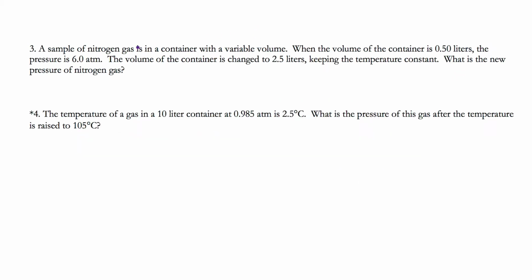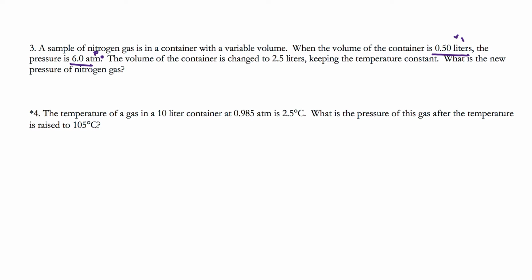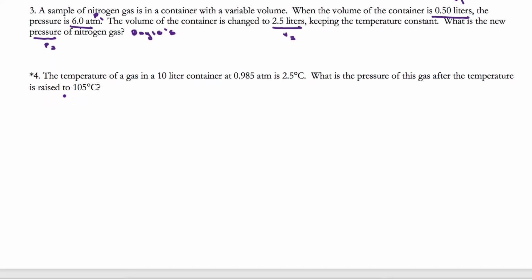All right, let's look at the last two problems. It says a sample of nitrogen gas is in a container with a variable volume. When the volume of the container is 0.50 liters, so V1, the pressure is 6 atmospheres, my P1. The volume of the container is changed to 2.5 liters, so its volume is increased, keeping the temperature constant. What is the new pressure of the gas? So that's my P2. Since I'm simply changing my pressure and my volume, but I'm keeping temperature the same, this will be Boyle's law. That's what I need to use in order to solve this problem. But I don't need to solve it, so we're all good.